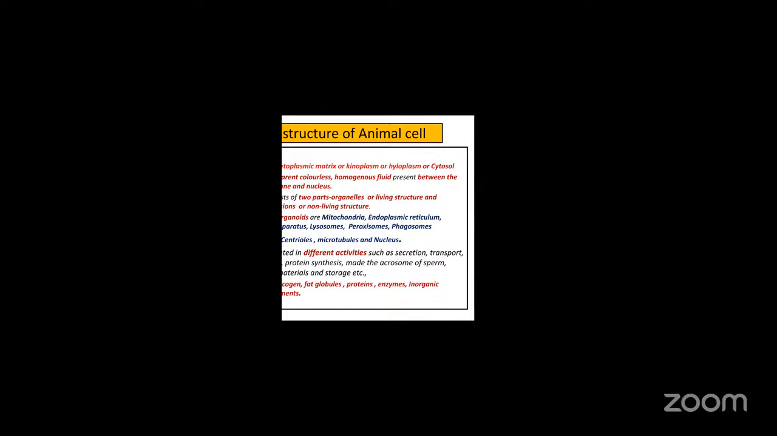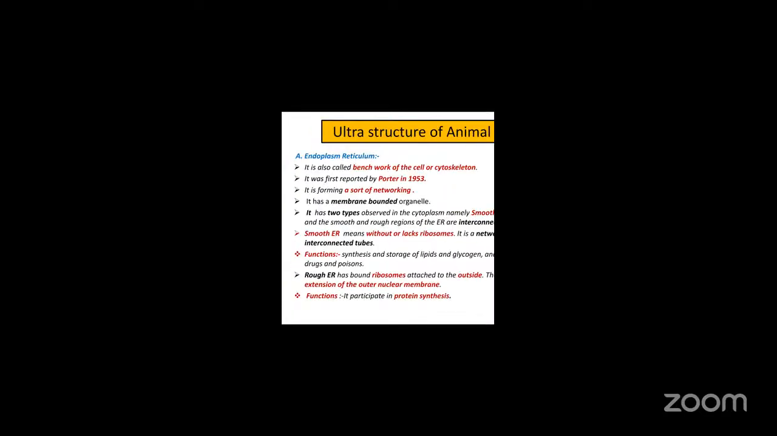Now we will talk one by one about the structure of each organelle, which plays a very, very important role. First, we have already discussed the endoplasmic reticulum, which is called the benchwork of the cell or the cytoskeleton, because it gives a framework, it gives a skeleton, and it is present in the form of a network. That is the reason why it is called the benchwork of the cell or the cytoskeleton.